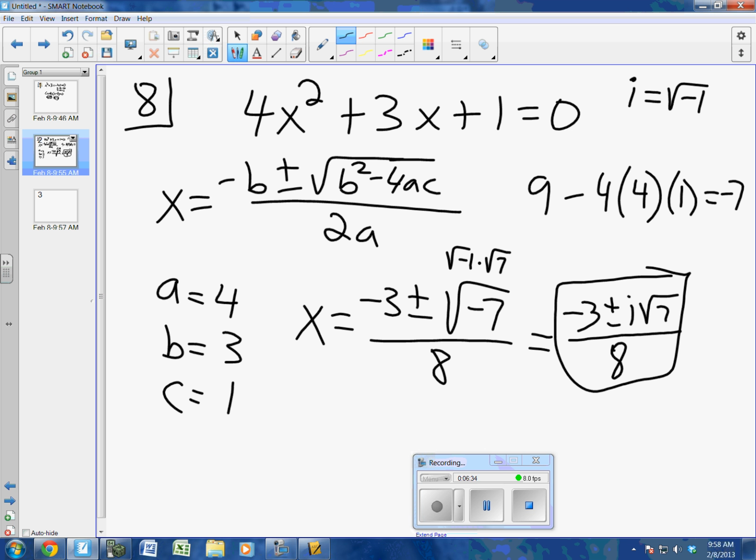Did you guys hear what Stephanie said? Stephanie said if there's a negative inside the square root, just put an i on the outside. That's all you have to do, and don't write the negative anymore. That's what you do. Okay.